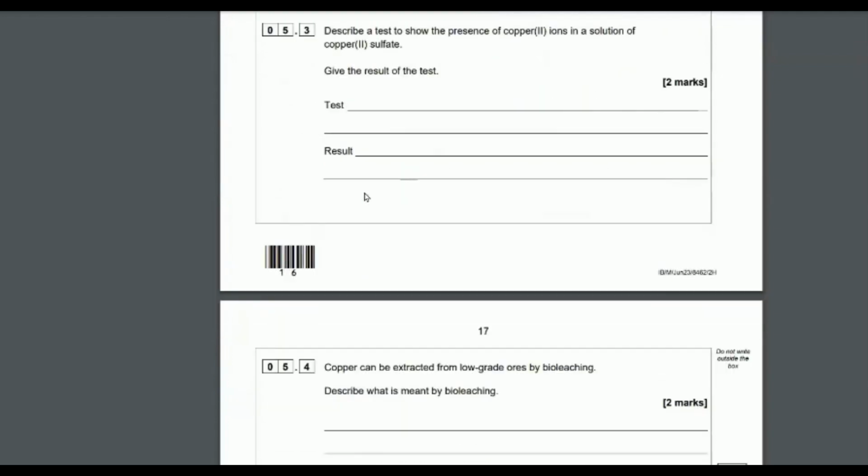Let's zing to 5.3. Describe a test to show the presence of copper(II) ions in a solution of copper(II) sulfate. Give the result of the test. So the test for copper(II) ions, you can do a flame test. So dip some of the sample in the non-luminous part of the flame using a metal wire. You'll get a blue or a blue-green flame, or a green flame, you can say, for copper(II) ions.